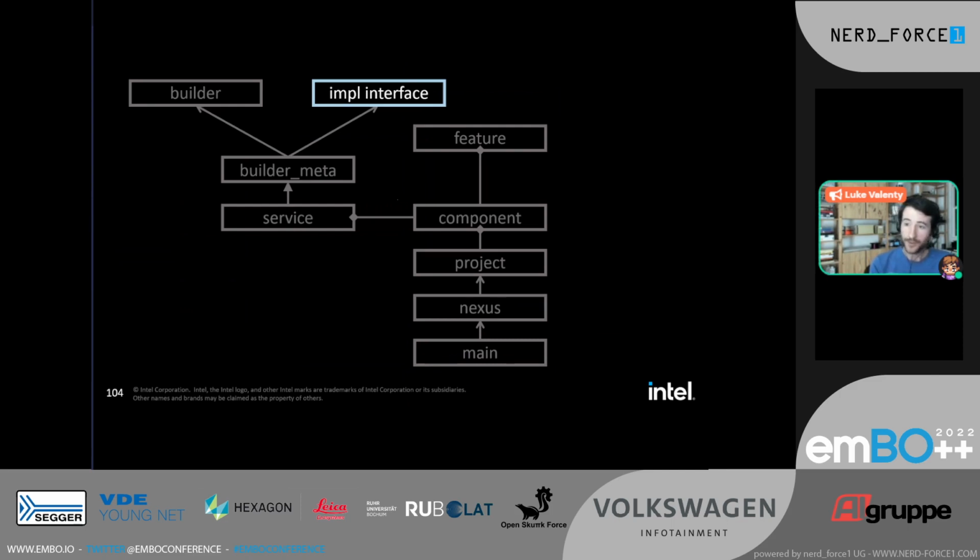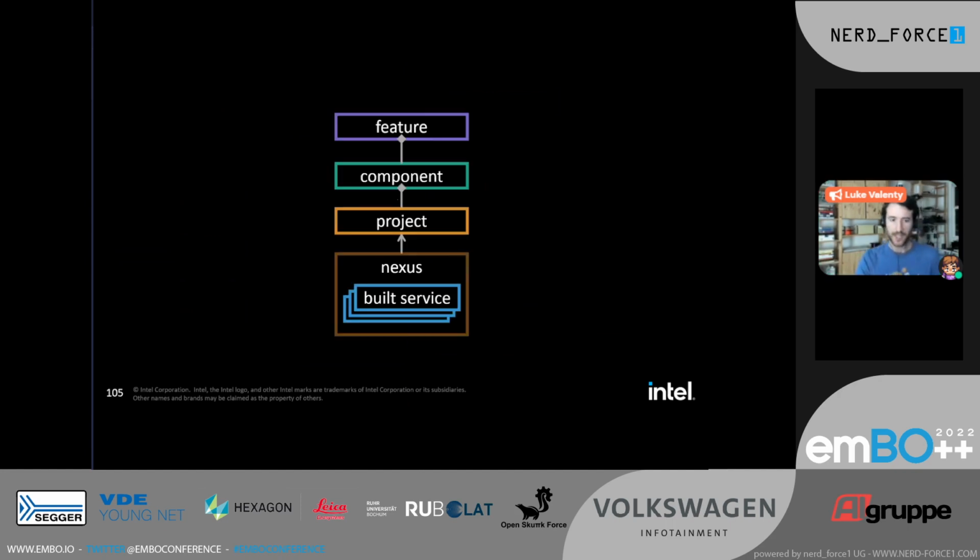Well, without this concept here, it would be impossible for features to call back into services. So right now, a feature can extend a service, but it's not possible for a feature to call the implementation of that service. And the impl interface solves that for us. So to illustrate that problem, let's look at this diagram of the nexus, the project configuration, the components, and the features.